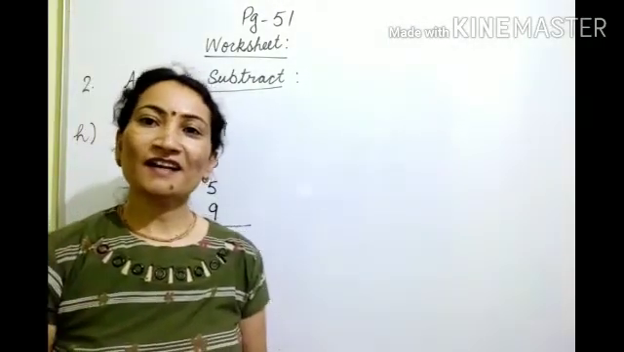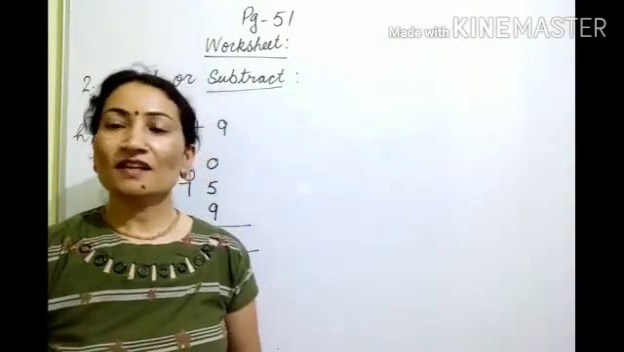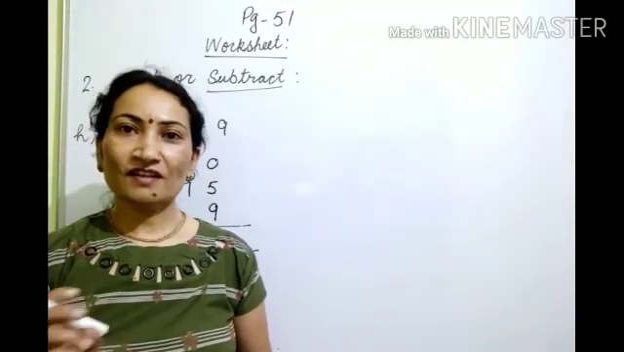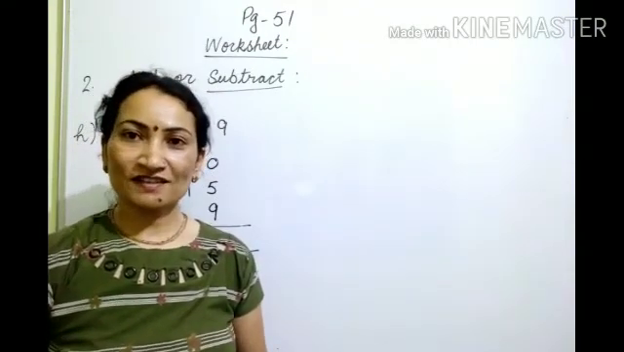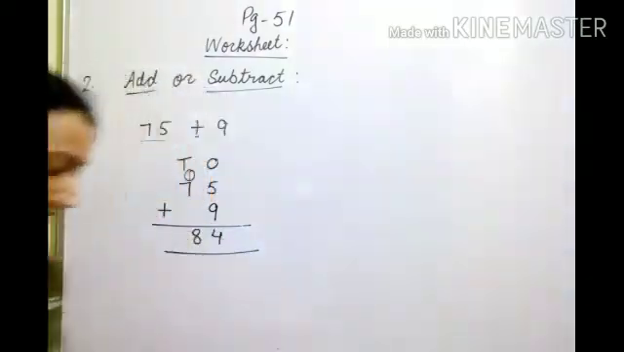So when we are given a two-digit number and a one-digit number, first we properly arrange them and then we add, or then we subtract. What is the question asking? Whether it is addition, whether it is subtraction. Clear? Let's take one more question.